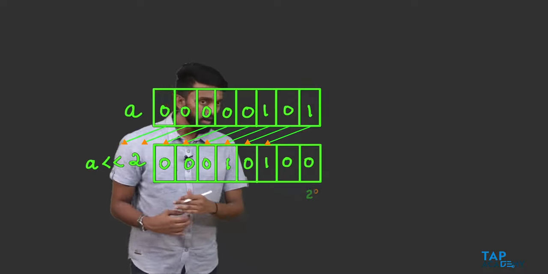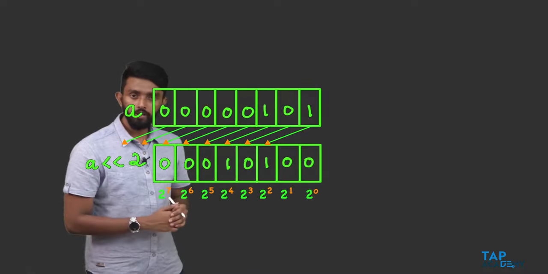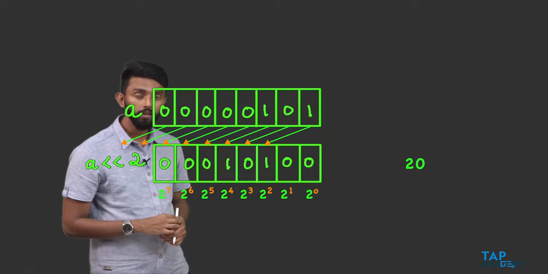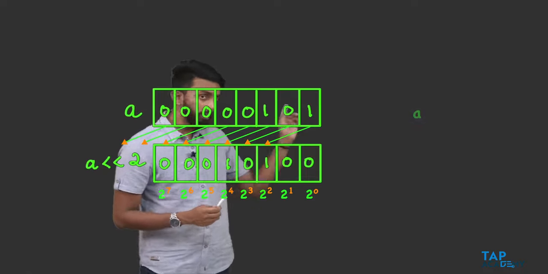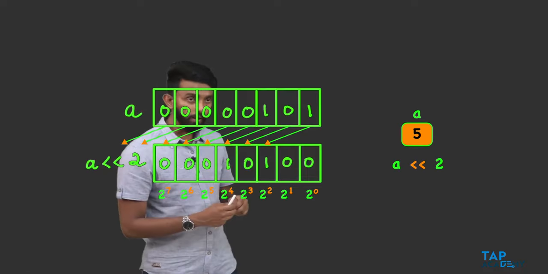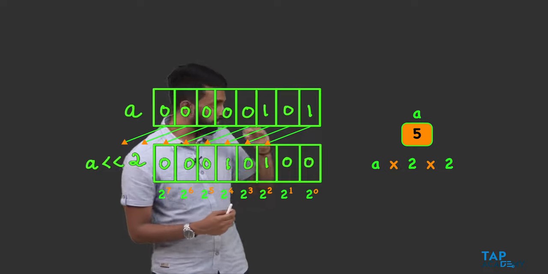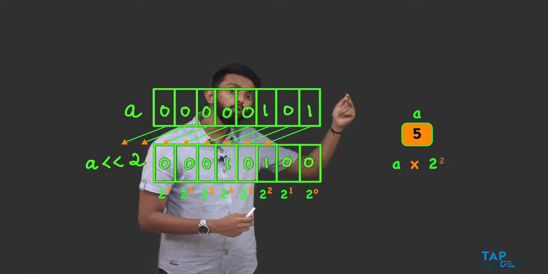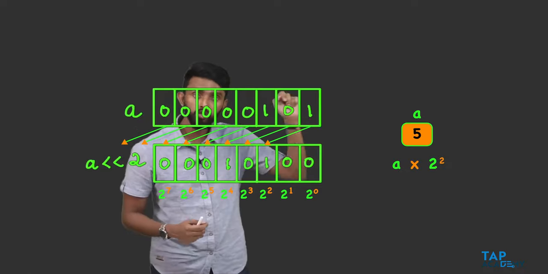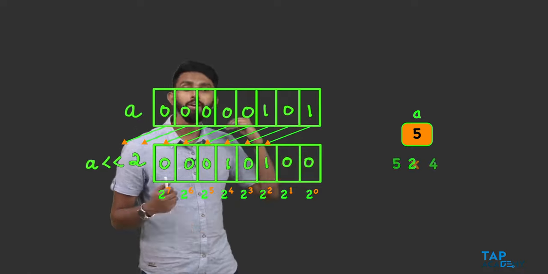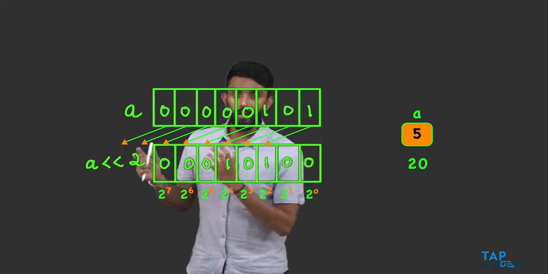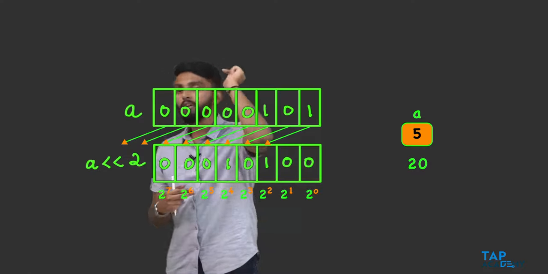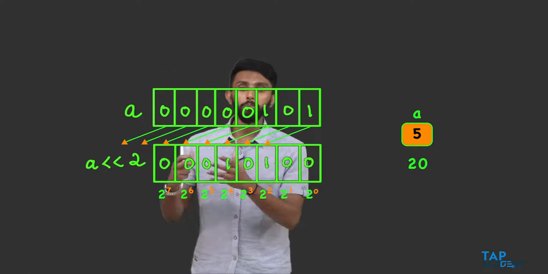I'm putting the powers of 2. Wherever there is 1, if I add them together, what are you getting? 20. Don't you think it's equivalent to saying A's value was 5, left shifting by 2 times means multiplying by 2 two times. So into 2 into 2. Or you could say into 2 to the power of the number of times I'm left shifting, which is 2. 2 square is 4, 5 into 4 is 20. So every time you left shift, it is equivalent to multiplying it by 2, the number of times you are left shifting. I hope it is clear to you.